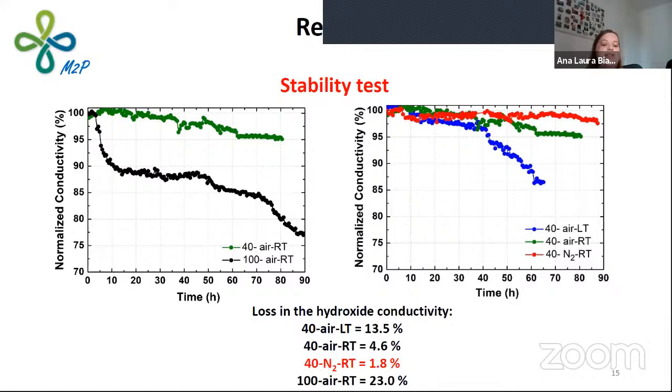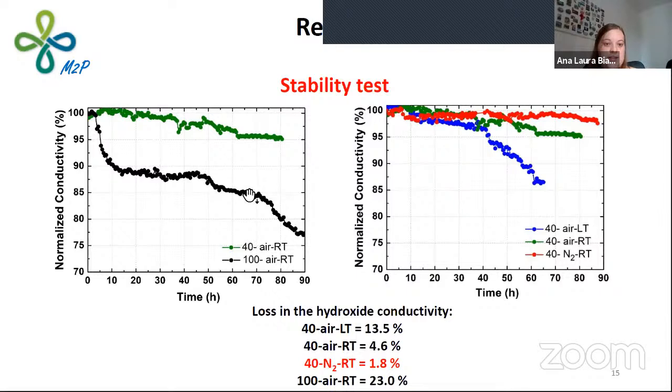When we observe the stability test done between 70 and 90 hours, we notice that there is a great loss of conductivity compared to samples irradiated with 40 and 100 kilograys in the same conditions. So these two were irradiated under air and room temperature. But if you see the stability test, they are completely different.